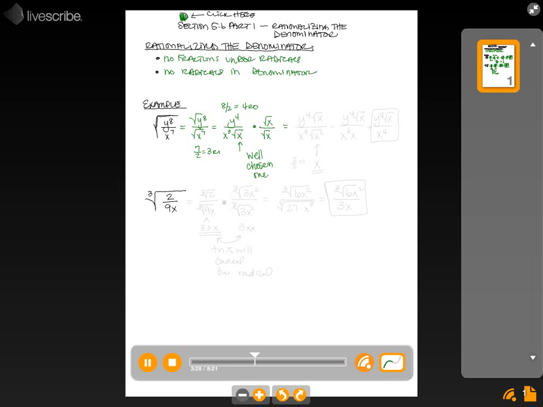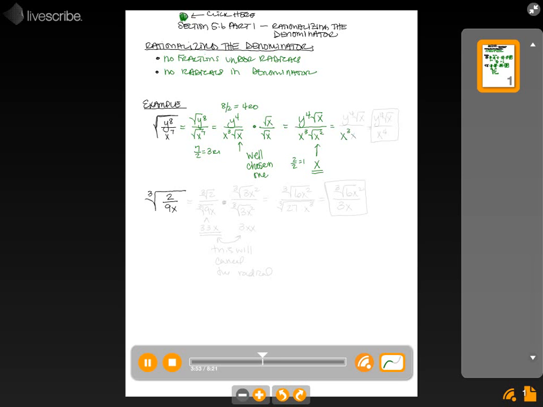In the numerator, when we multiply these together, we get y to the 4th times the square root of x over, in our denominator, we get x cubed times the square root of x squared. What happens now is that radical is going to cancel itself out. The square root of x squared is really x, because 2 divided by 2 is 1.